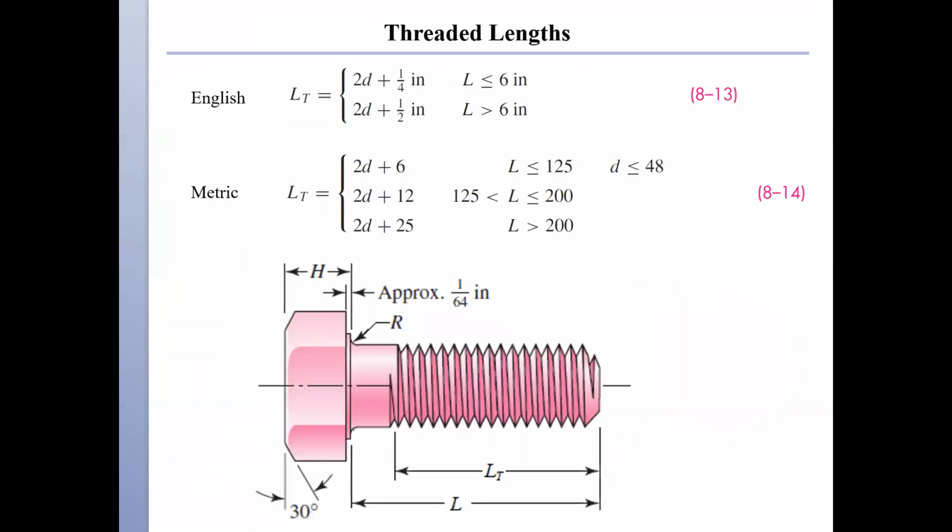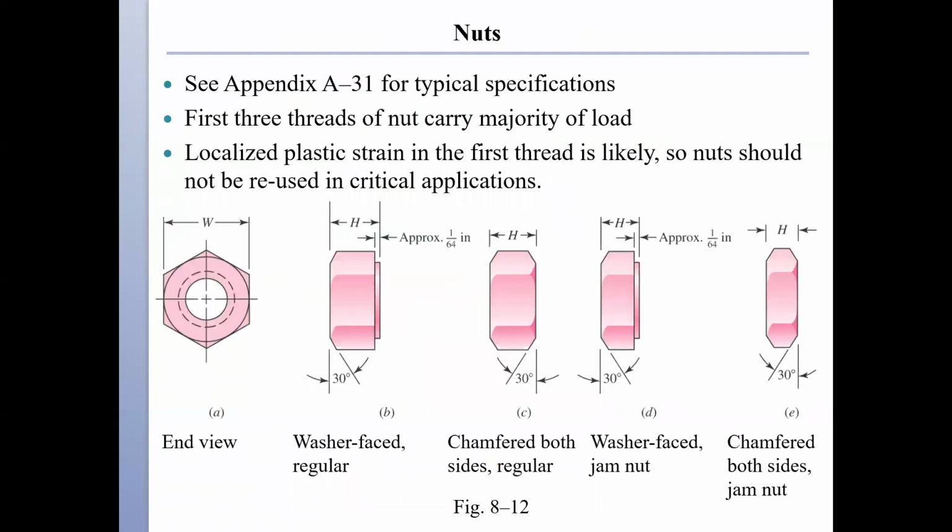The threaded length for the English system is usually twice the diameter plus either 1/4 of an inch or 1/2 an inch, depending on the length. In the metric system, it is twice the diameter plus either 6 millimeters, 12 millimeters, or 25 millimeters.